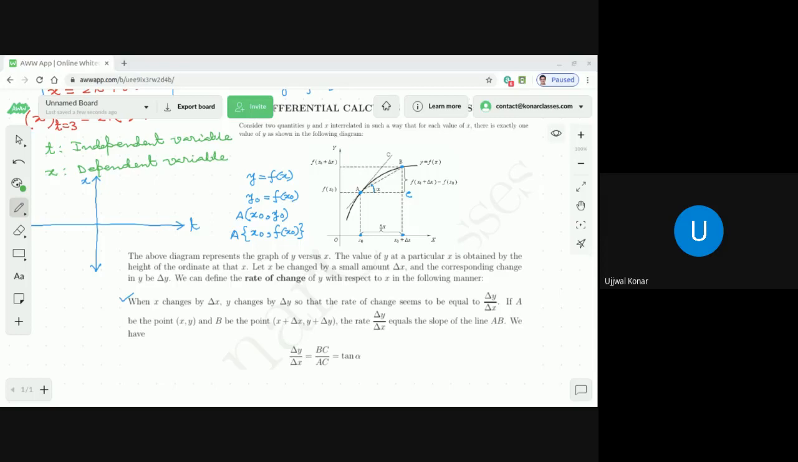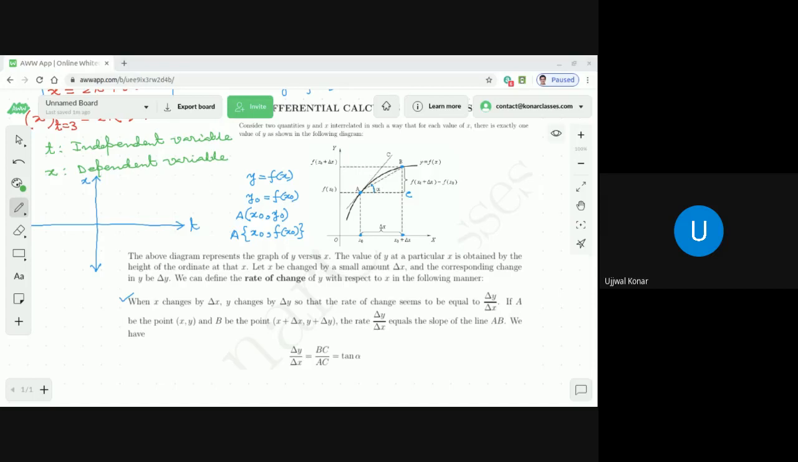You know what is tangent? Tangent is nothing but a straight line which touches a curve. So the slope of the tangent at A gives the rate of change of y with respect to x at the point A. Got it? We'll see later that the tangent to a curve gives the slope, and the slope of the tangent tells us the value of the rate of change of y with respect to x at that point of time.